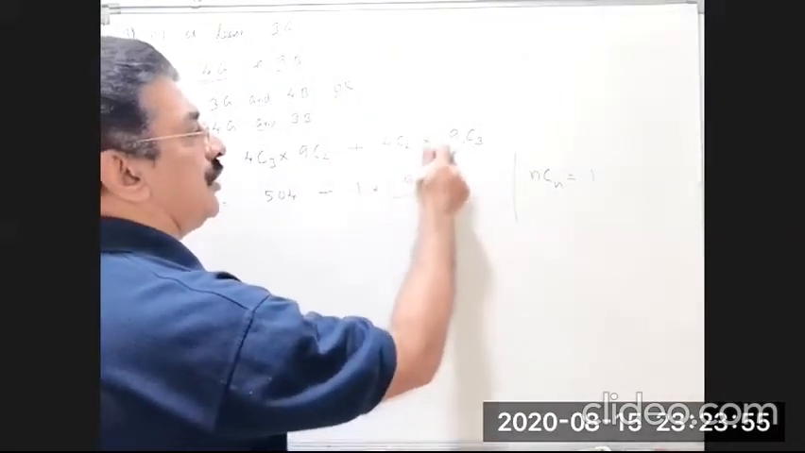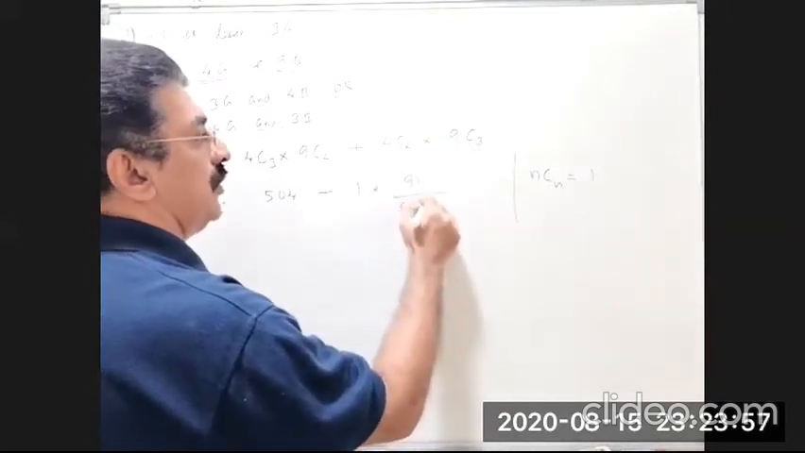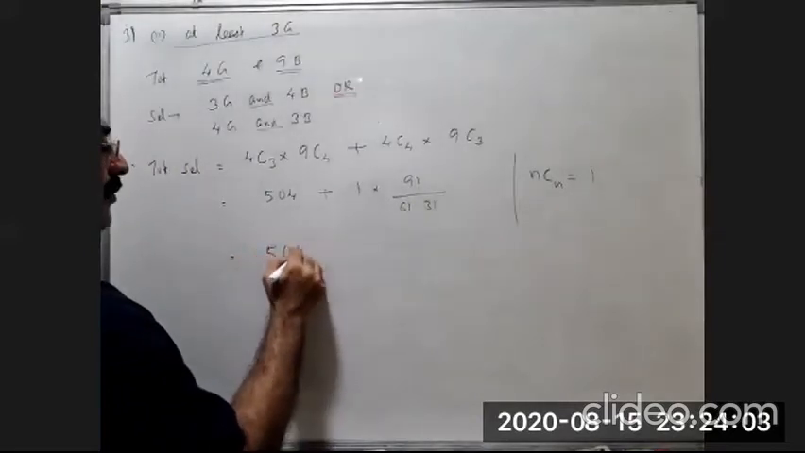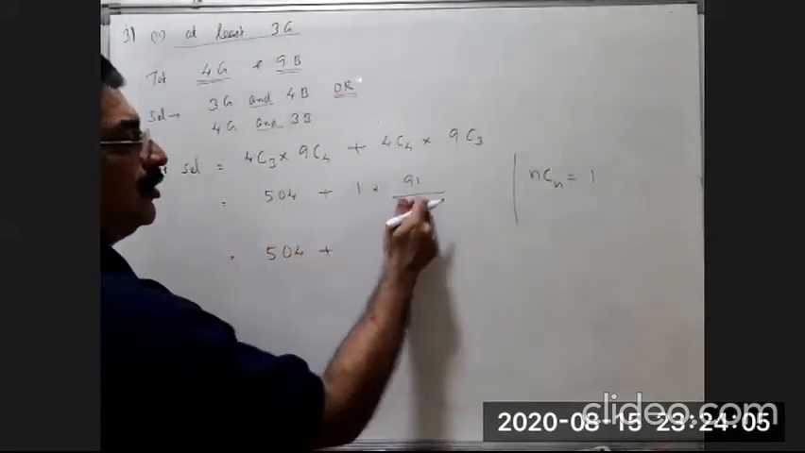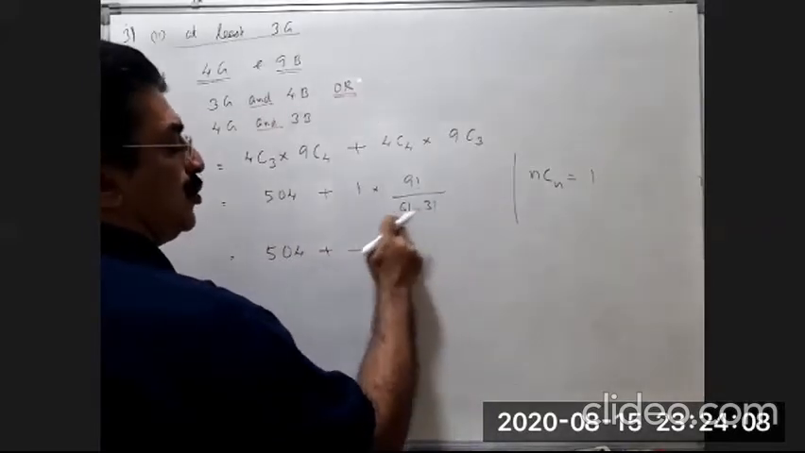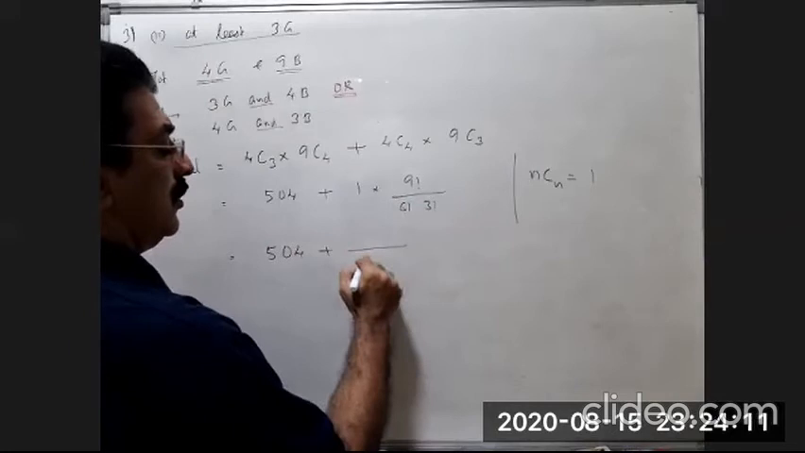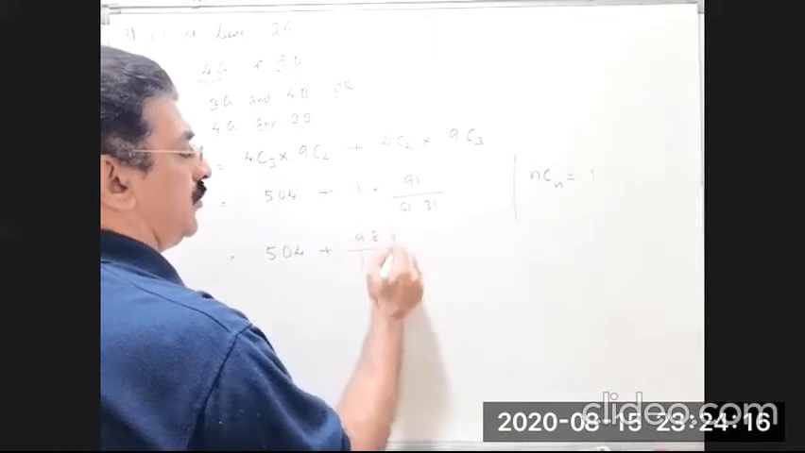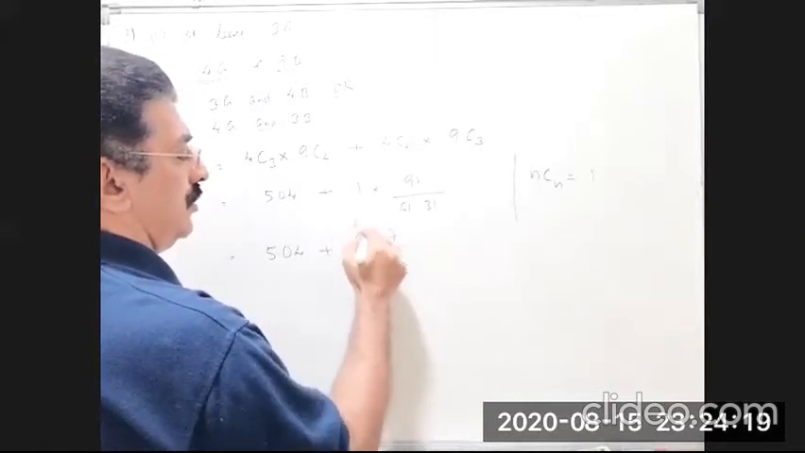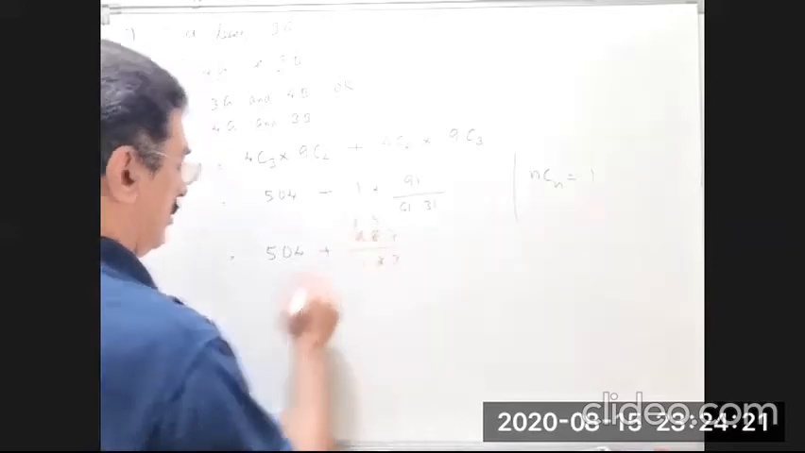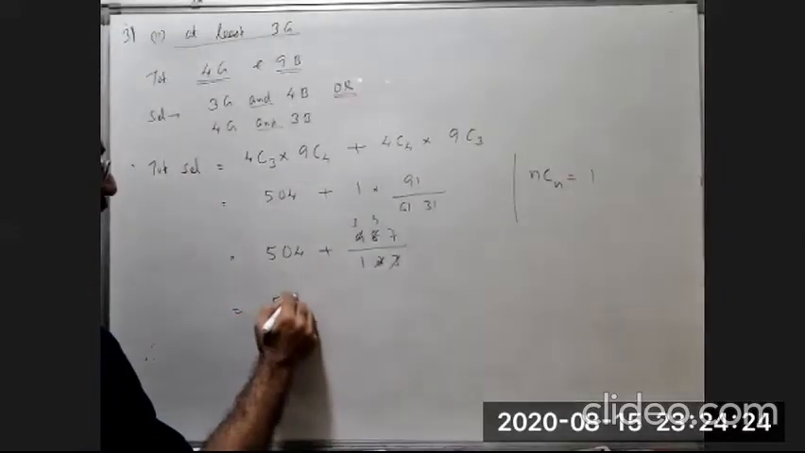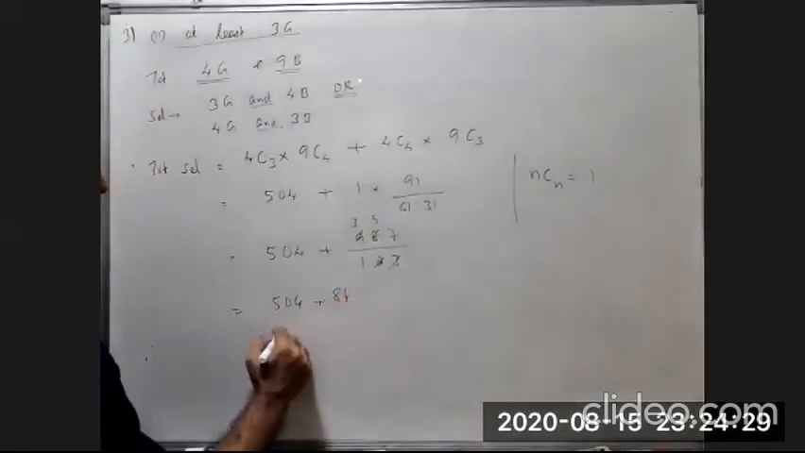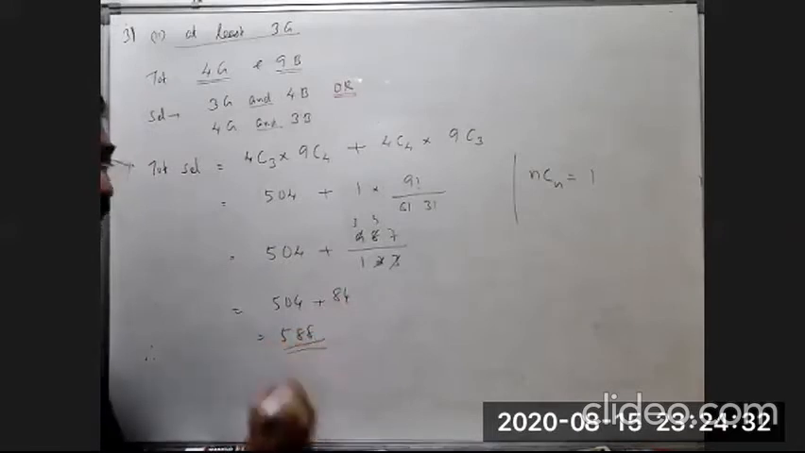9C3 is 9 factorial over 9 minus 3, that is 6 factorial, times 3 factorial. Out of these two, the smaller one is 3 factorial: 1, 2, 3. From 9, that is 9, 8, 7, over 3, 2, 1. That gives 84. So 504 plus 84 gives 588.